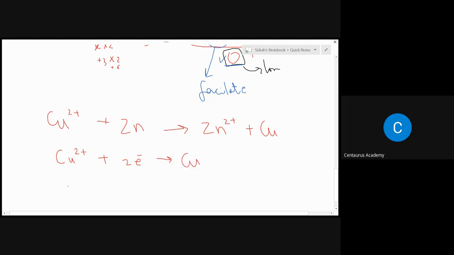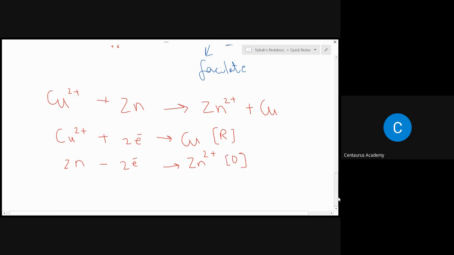which is reduction or oxidation? Gaining of electrons is reduction or oxidation? Yes, reduction reaction. Reduction reactions are the gain of electrons, and oxidation reactions are the loss of electrons. So the second one is an oxidation reaction. The first one is a reduction reaction in this case.